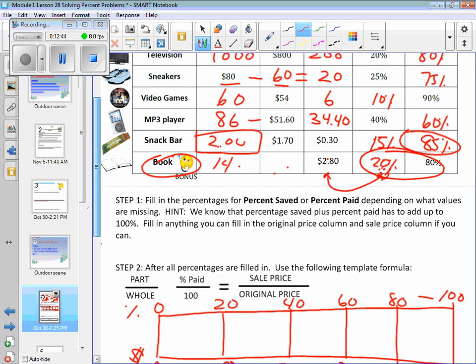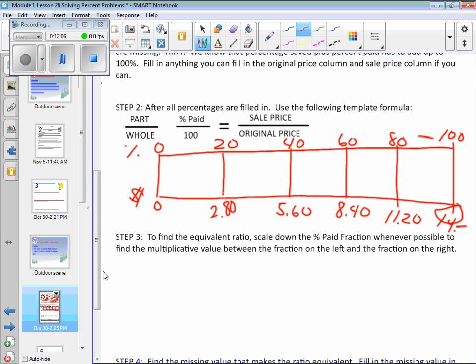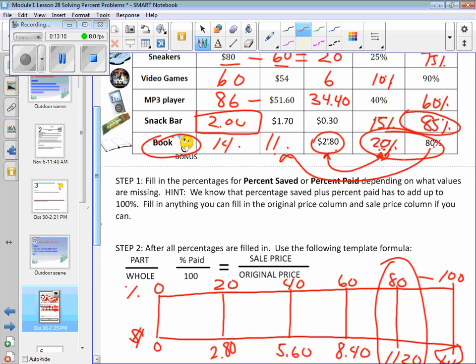Now, here's what they did. They took it a step further. They said, wait, yeah, I could take this and subtract this, but watch. They said, if this here represents this, 20%, then 80% has to represent the amount that I'm actually paying. So they went back to their double line diagram. 80% is 11.20, and they put 11.20 in.